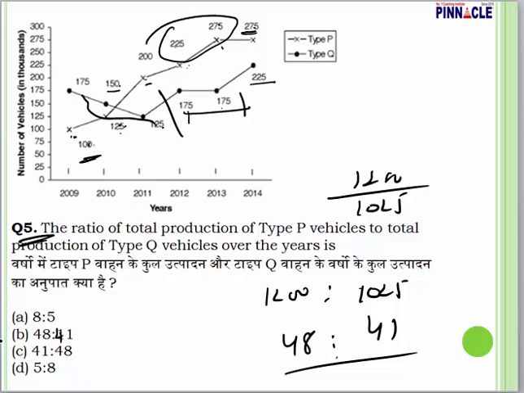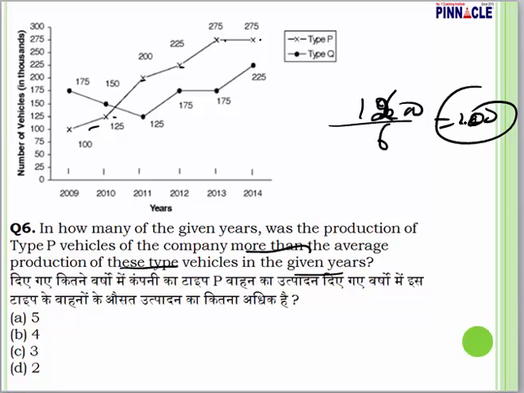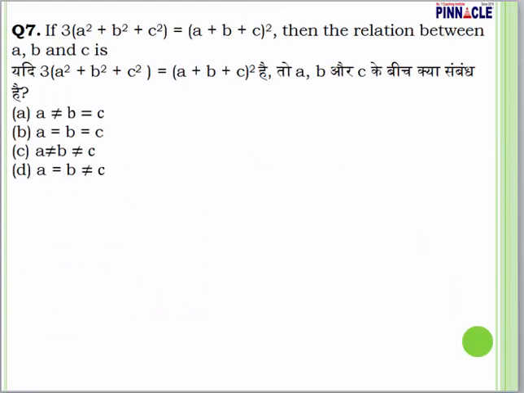Next question, question number 6. In how many of the given years was the production of type P vehicle of the company more than the average production of these vehicles in the given years? So total was 1200 of P and 1, 2, 3, 4, 5, 6 years. Average is 200. Question is number of times more than 200. More than average, that is 3 years. So 3 should be the answer. Answer is C.